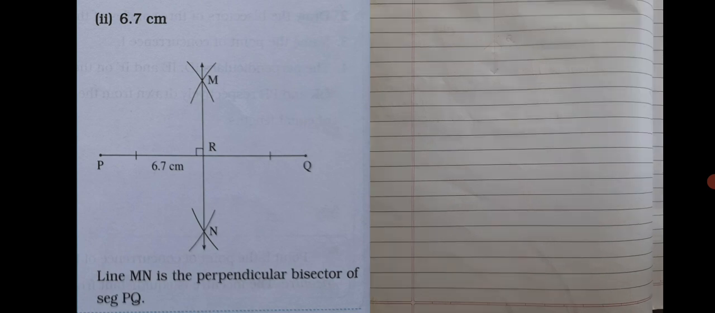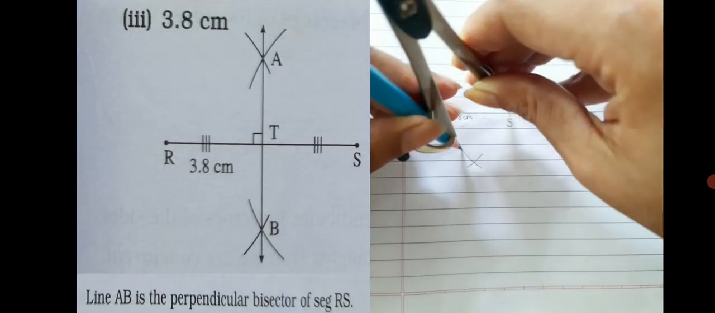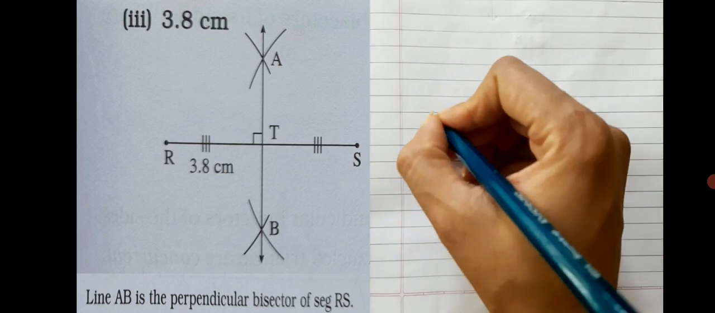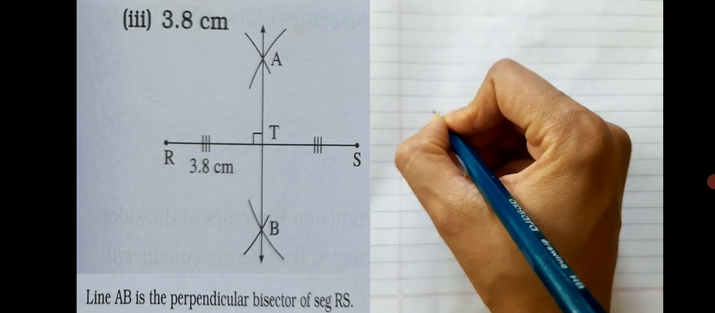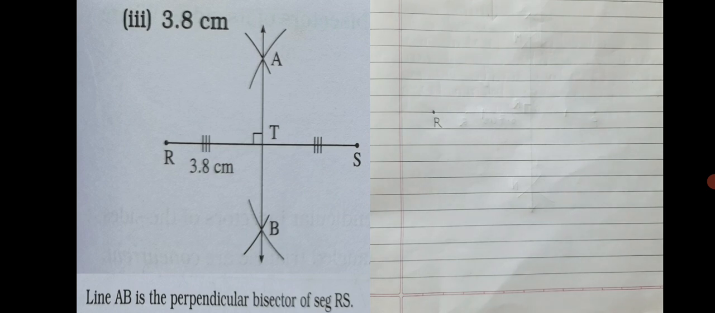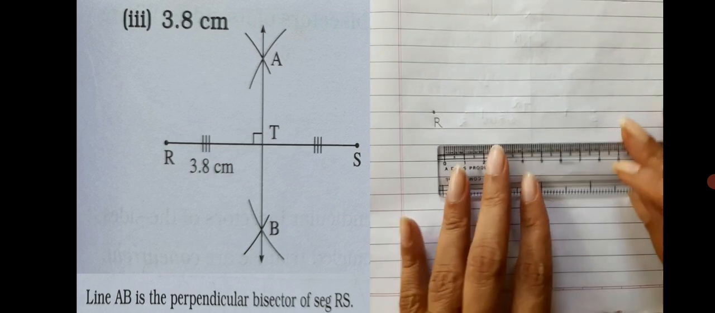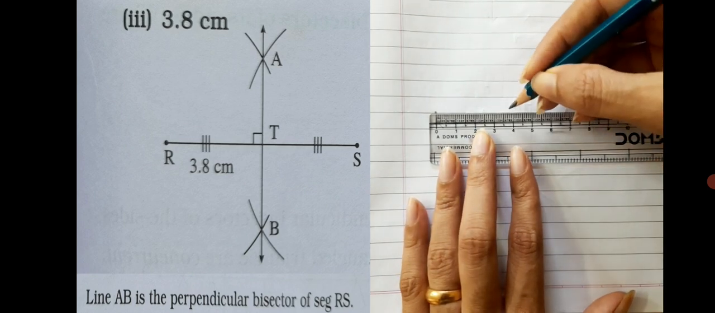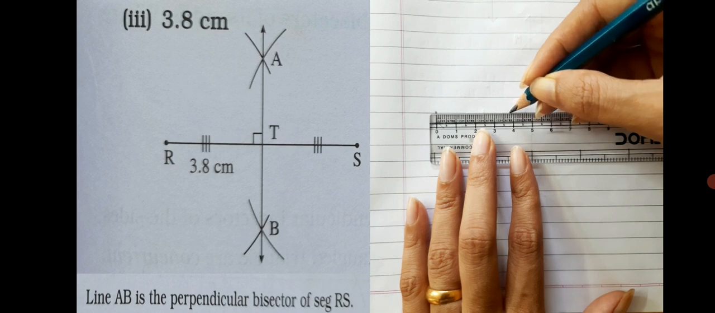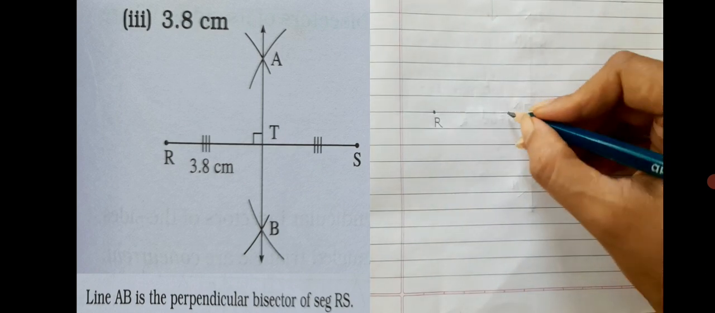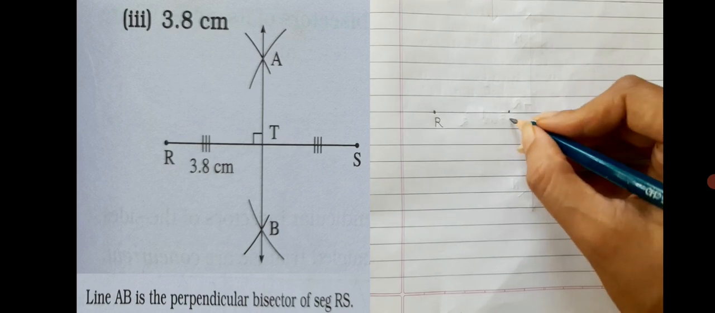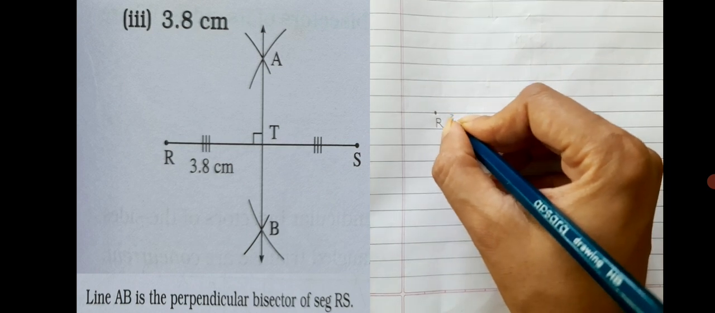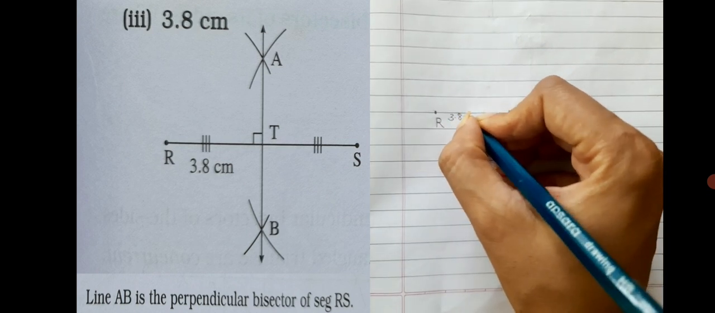Let's move on to third sum. 3.8 centimeter. So we shall start in the same way. We will take one point. We will name it as point R. Then we will draw a line segment of 3.8 centimeter. So take your scale, place 0 at point R and exactly at 3.8 centimeter you will take point S. Now with the help of scale and pencil we are going to join this segment RS which is 3.8 centimeter.